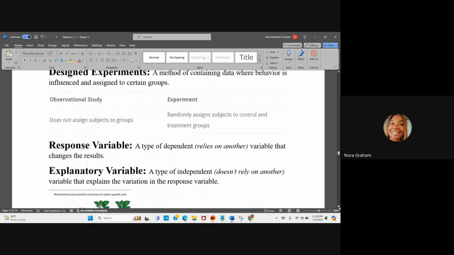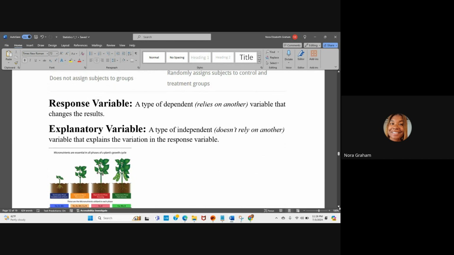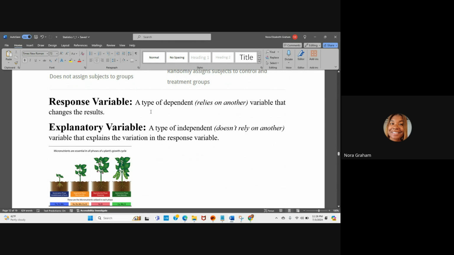All right, so let's get on to the next 2 definitions. We have response variable. This is a type of dependent variable. Remember, in mathematics, dependent variables are variables that rely on something else, okay? So it's a type of dependent variable that changes the result. And then an explanatory variable is a type of independent variable. Remember, in mathematics, independent doesn't rely on another variable. It's all by itself. It's a variable that explains the variation in a response variable.